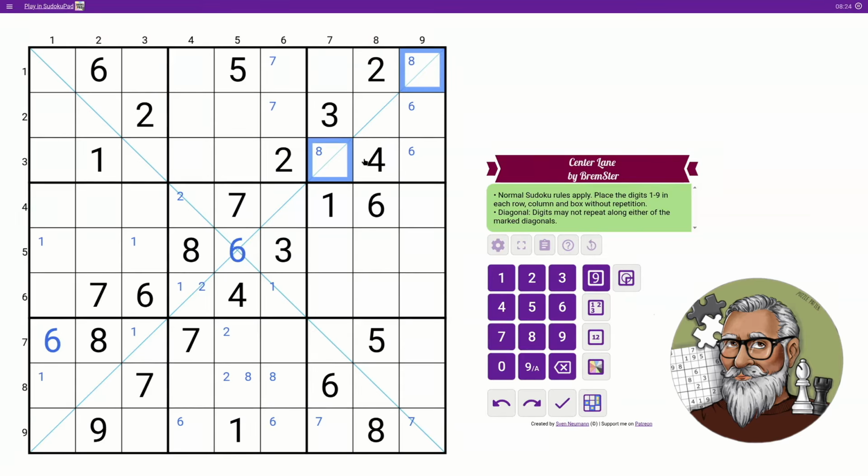Unfortunately, 1 and 2 seem to be a bit... Well, oh, we can't have 2 here. We can't have 2. What does that mean? Not much, does it?